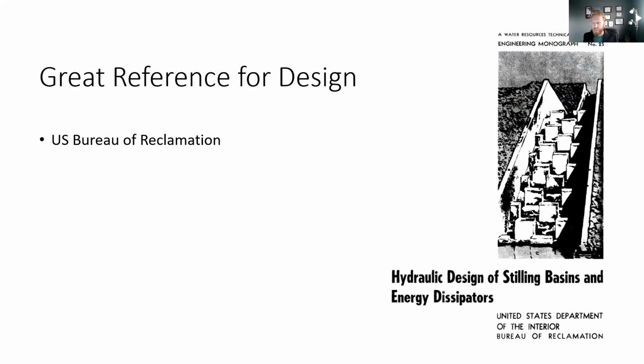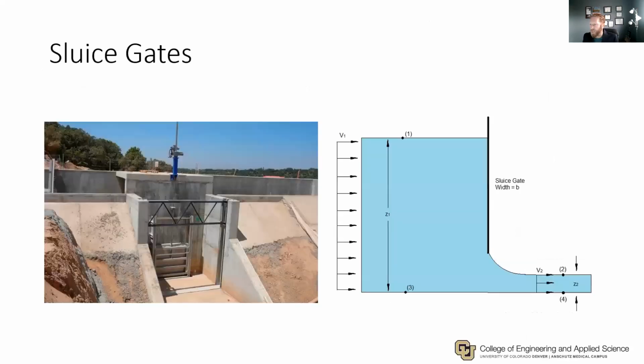So a good reference for these designs is Hydraulic Design of Stilling Basins and Energy Dissipators, by the US Bureau of Reclamation. The US Bureau of Reclamation has designed dams and embankments, outlet works for many, many years, and they have many, many good references on how to design for hydraulic jumps and how to design stilling basins.